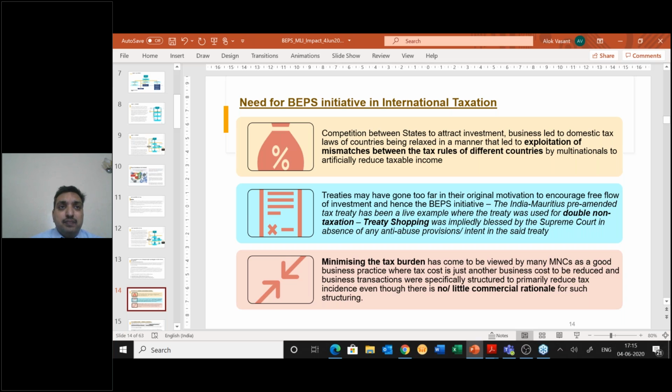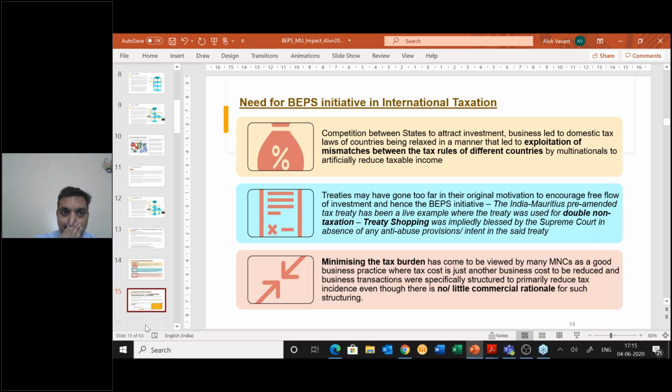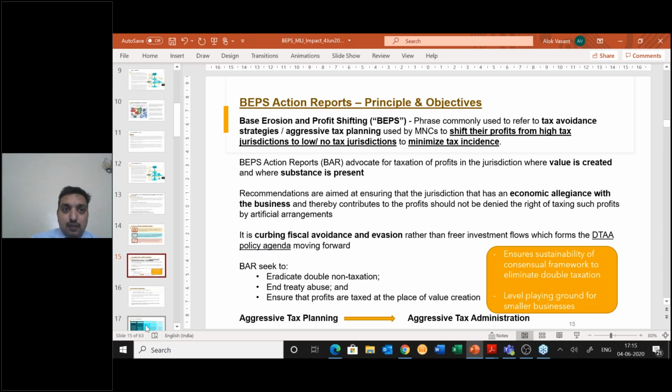So with this, the countries got together. The G20 countries got together, and that also included India. And they came up with a BEPS action plan. So BEPS is base erosion and profit shifting.